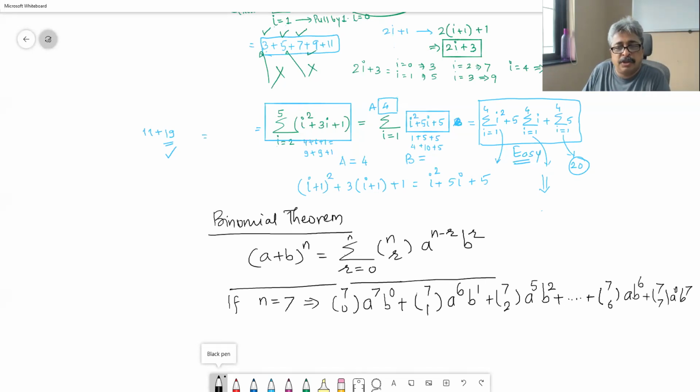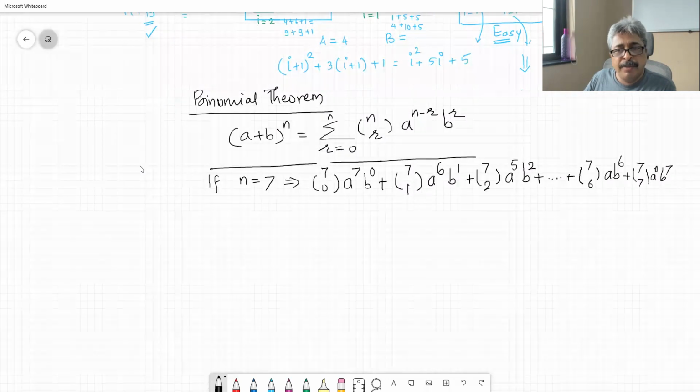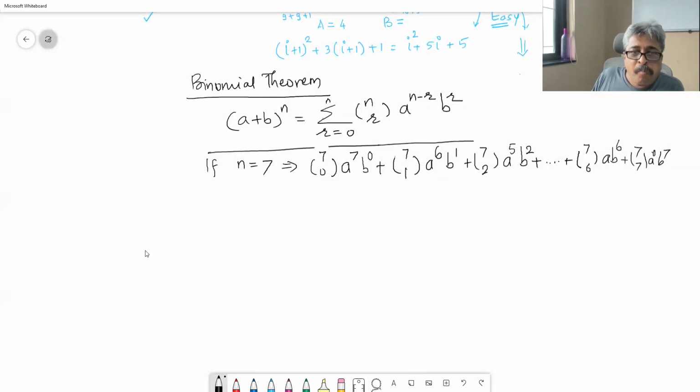Right? Understood? This is important. So, therefore, immediate application of the binomial theorem: (1 + x) raised to 5. Can you expand (1 + x) raised to 5?